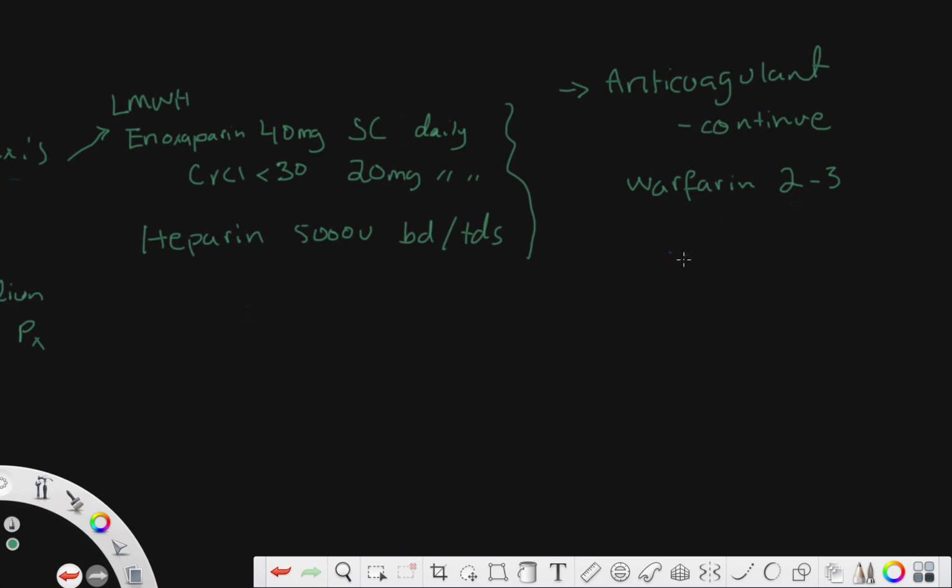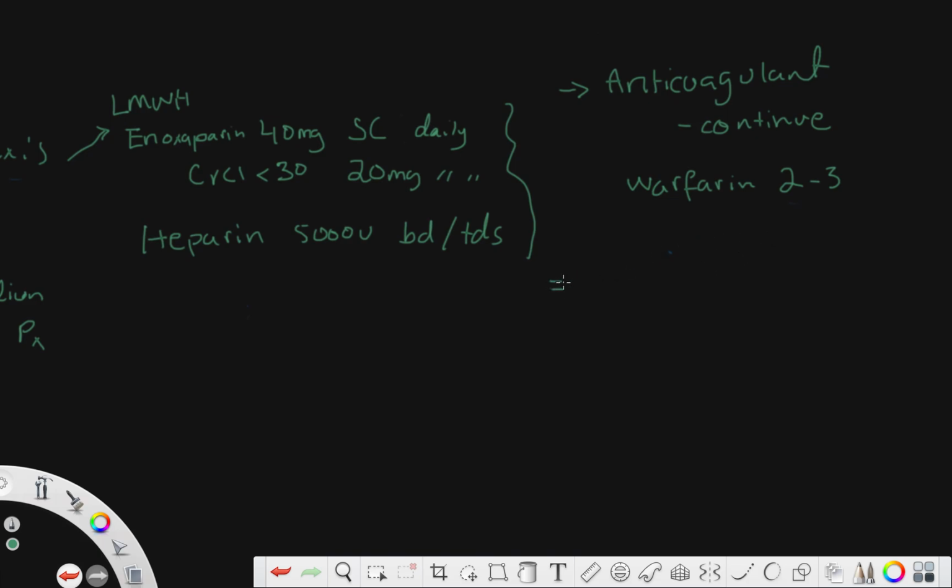This is different for surgical patients, obviously, because if a patient is undergoing surgery, then we might need to withhold their warfarin and put them on Clexane and do a bridging sort of program.